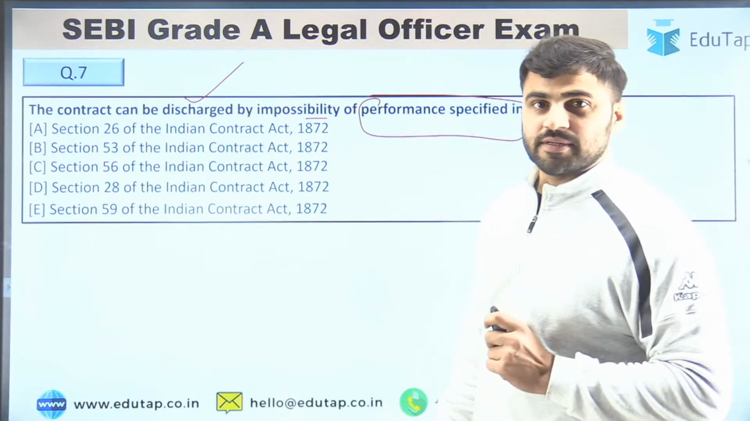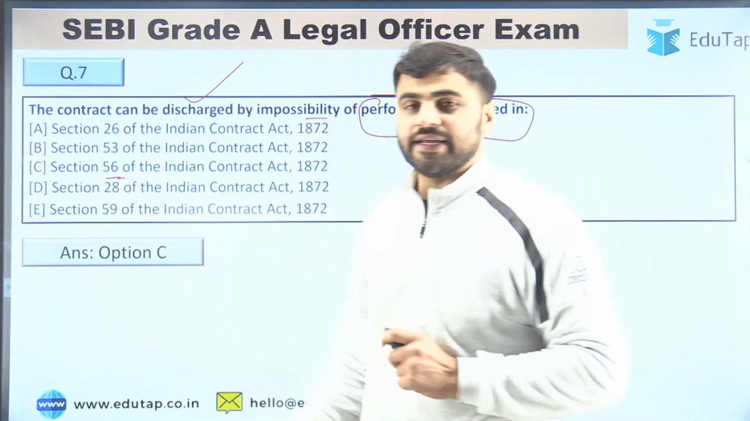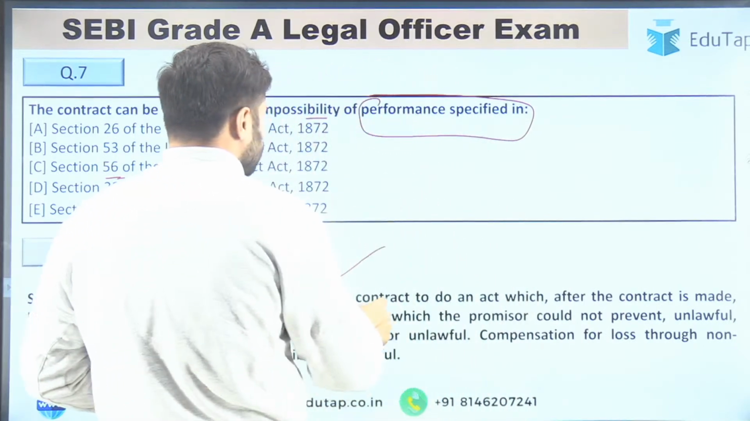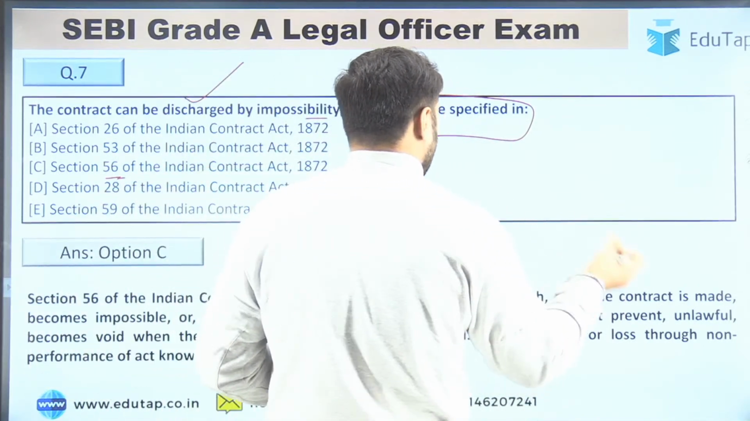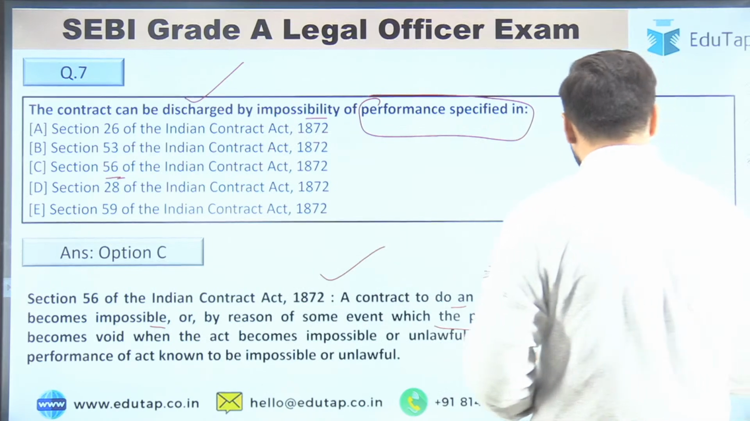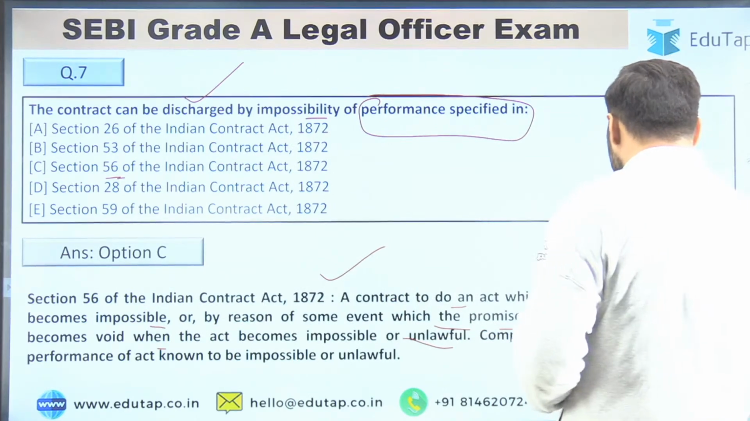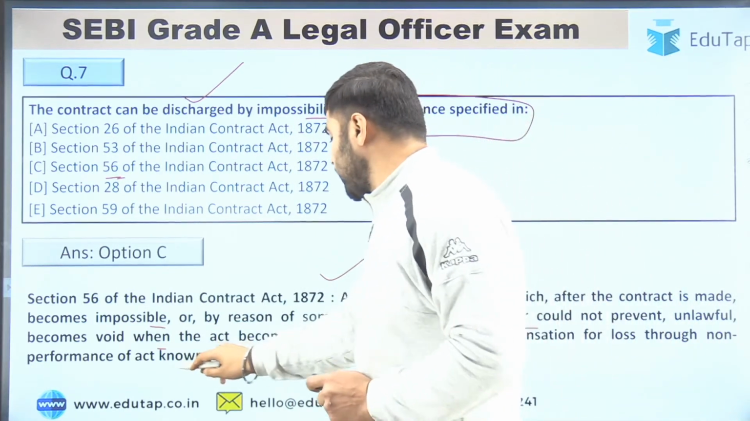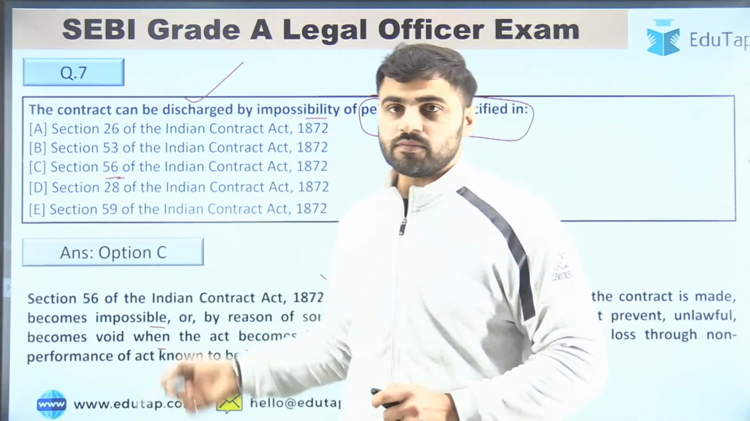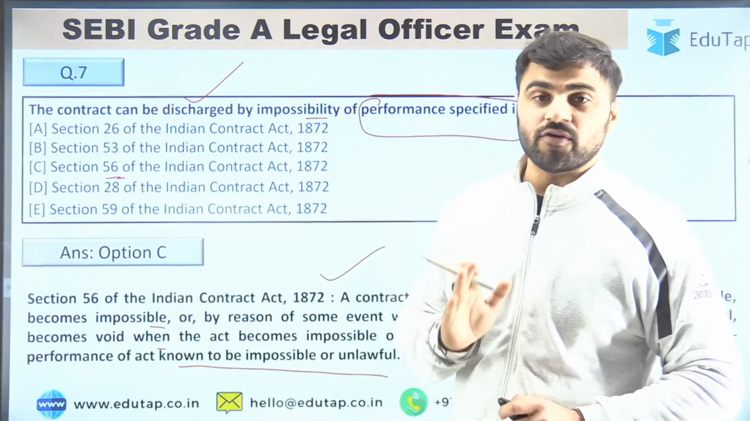The right answer for question number 7 is option number C, that is section 56 of the Indian Contract Act. If you read section 56, it says a contract to do an act which, after the contract is made, becomes impossible, or by reason of some event which the promisor could not prevent, unlawful, becomes void when the act becomes impossible or unlawful, right? So there is compensation for loss through non-performance of an act known to be impossible or unlawful. So Divya is saying C, yes, your answer is right. Option number C is the correct answer for question number 7.